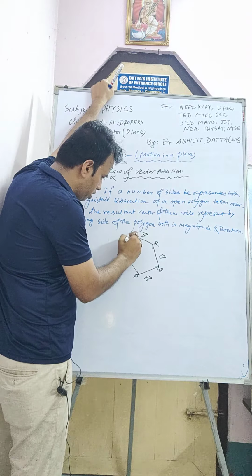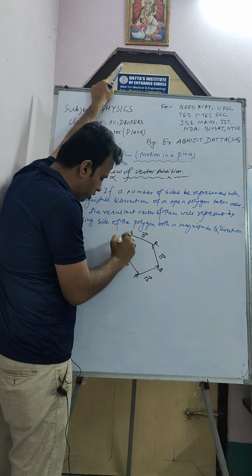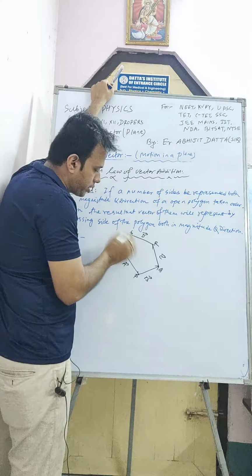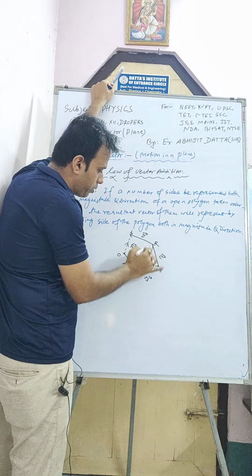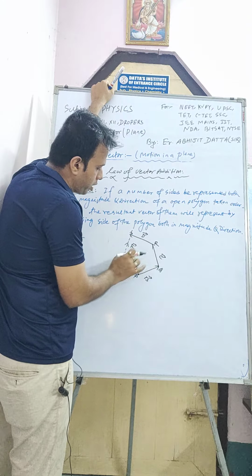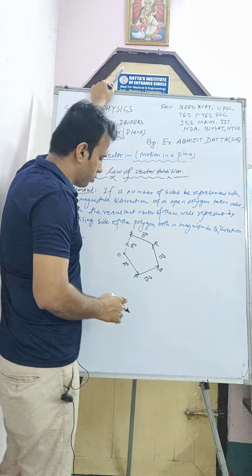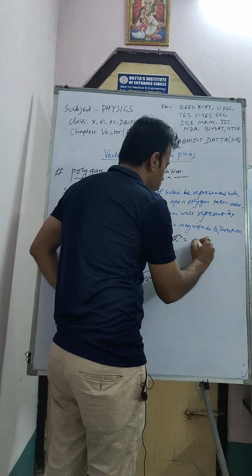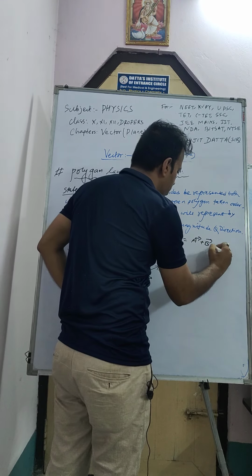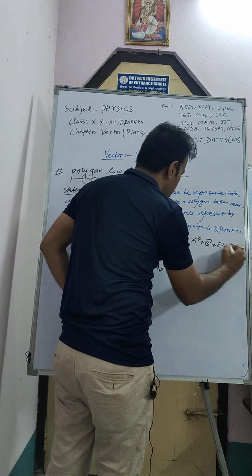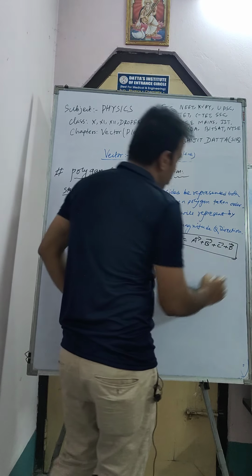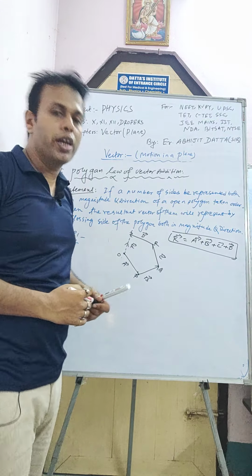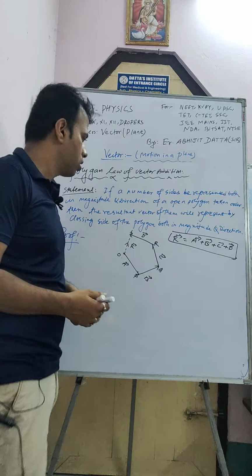Okay, then this closing side will represent the resultant of them both in magnitude and direction in opposite order. Okay, that means we can say R vector is equal to A vector plus B vector plus C vector plus D vector, right? But we have to prove it. How? Let's see.